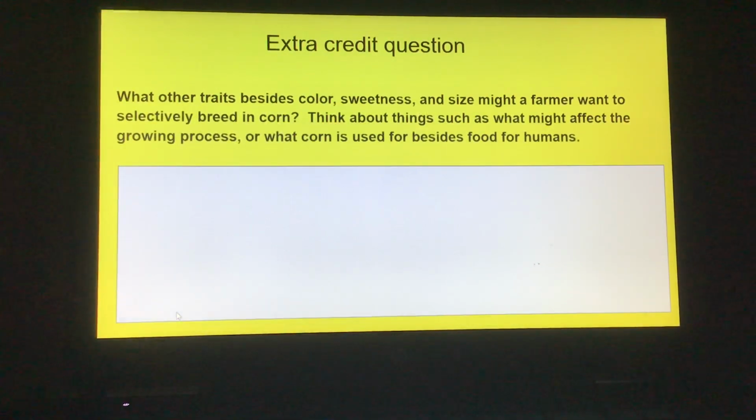What other traits besides color, sweetness, and size might a farmer want to selectively breed in corn? Think about things such as what might affect the growing process or what corn is used for besides food for humans.